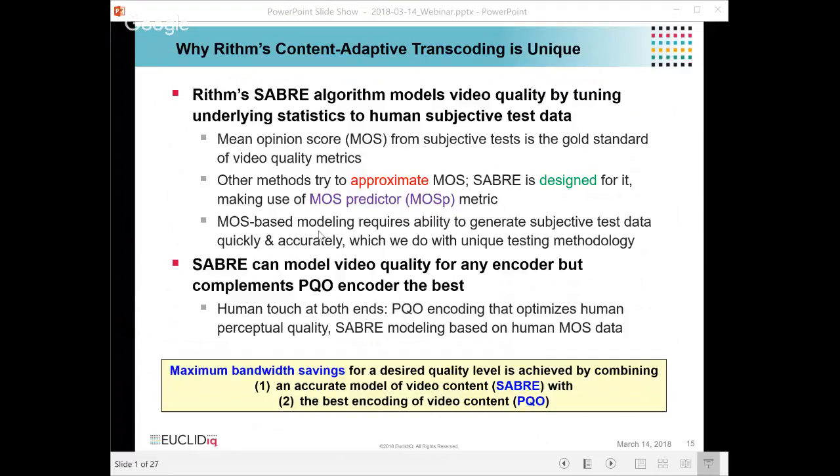Now, Sabre can model video quality for any encoder, but it complements our PQO encoder the best since there is a human touch at both ends of the processing. PQO encoding that optimizes human perceptual quality, and Sabre modeling based on human mean opinion score data. Overall, then, Rithm achieves maximum bandwidth savings for a desired quality level by combining an accurate model of video content via Sabre with the best encoding of video content via PQO.